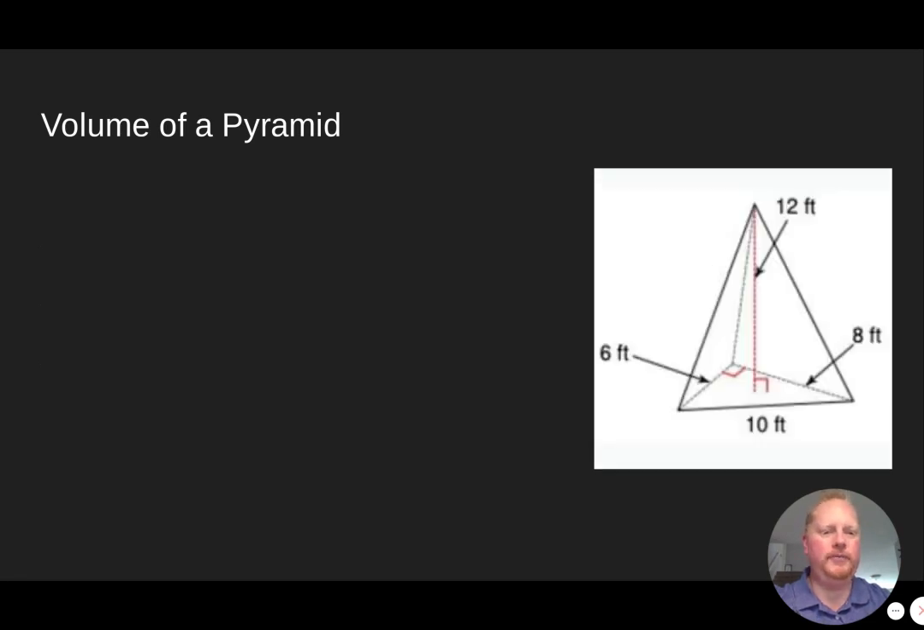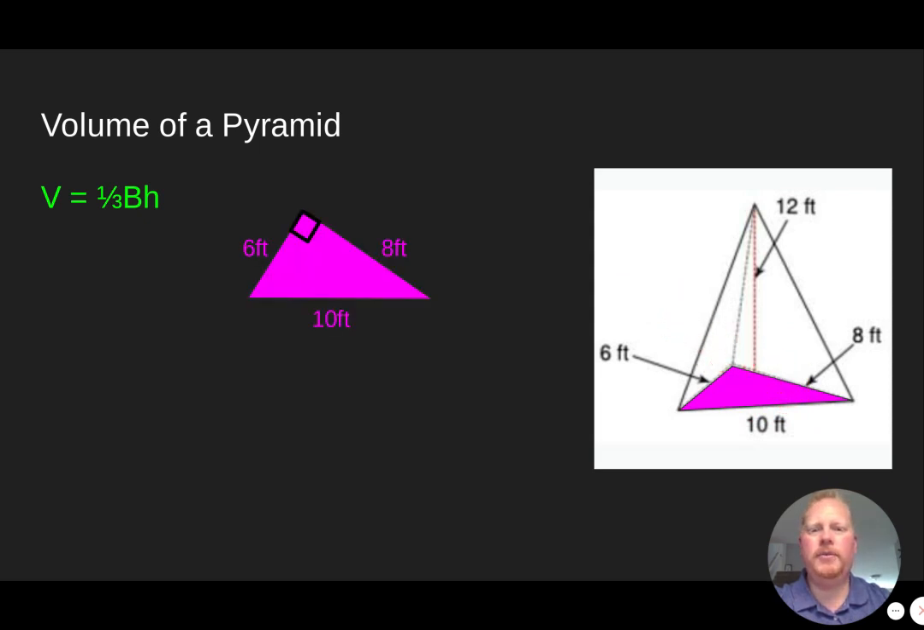Let's try that again. This time we have a triangular pyramid. So when we do the area of the base, that is the right triangle down there. So let's get a better look at that. It's okay to take a shape and draw it off to the side. The base and the height are 6 and 8. So plug that in, and 1/2 times 6 times 8 gives us 24 square feet as the base.